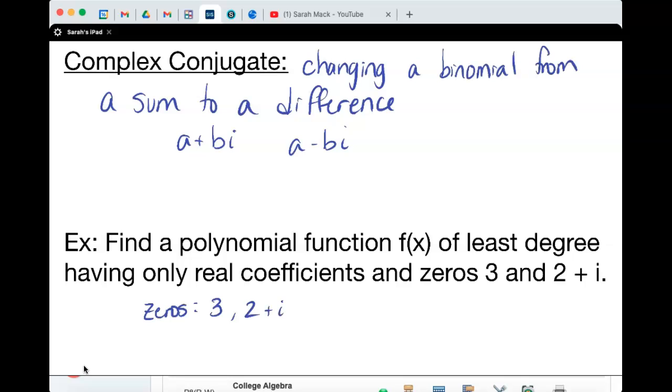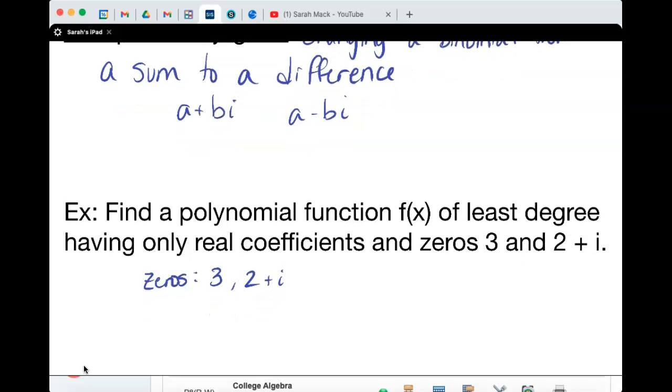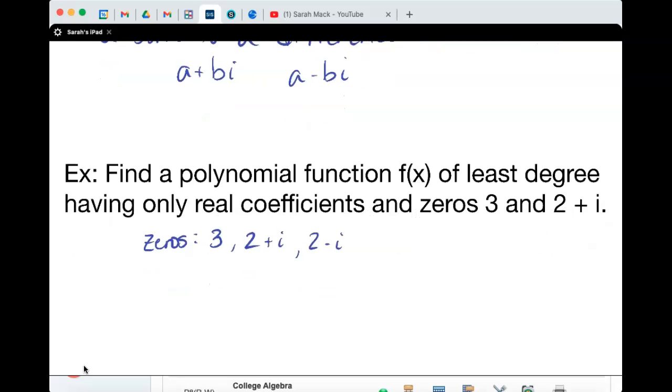So is this going to be a quadratic, or what kind of polynomial is it going to be? It has 2 zeros. It listed 2 zeros. Should have 3. What's the third zero? So if you see 2 plus i, you have to know the conjugate is also a zero even if it's not listed.